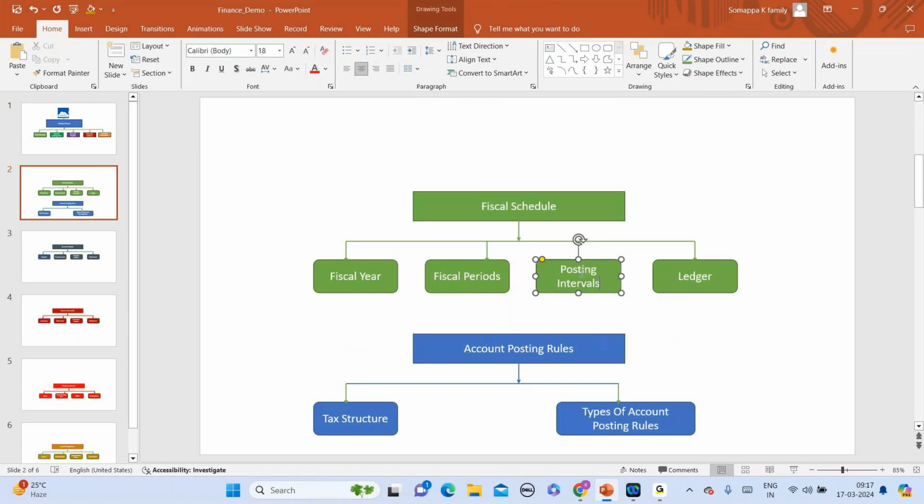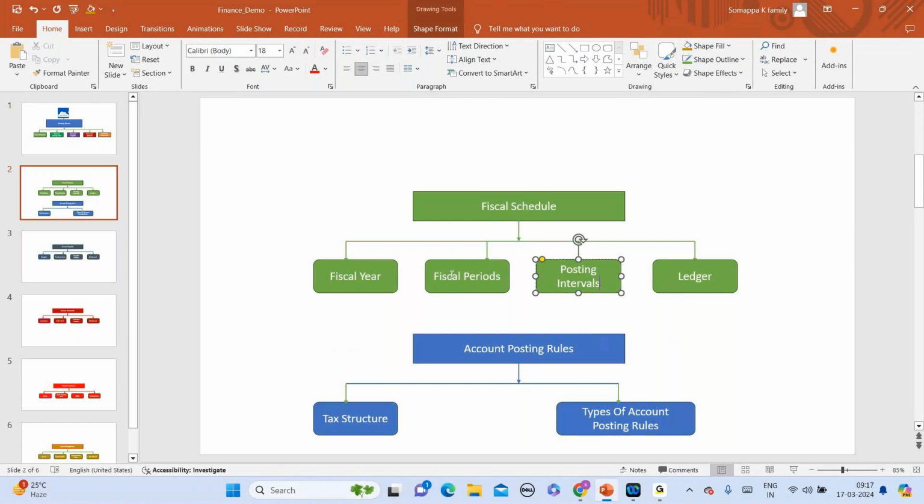So basically the posting intervals tell us how to create accounts: asset account, liability account, spend account. These are the different types of accounts available in Workday. Basically five types are there, and how to create these five types of accounts and how to post the ledger into those individual accounts will be explained in the posting intervals.